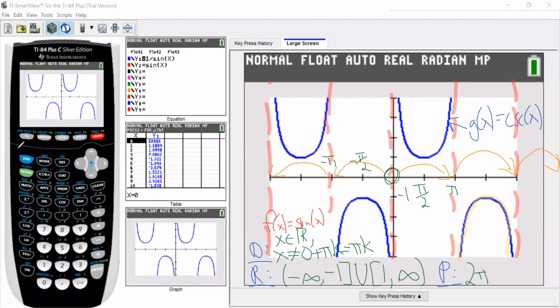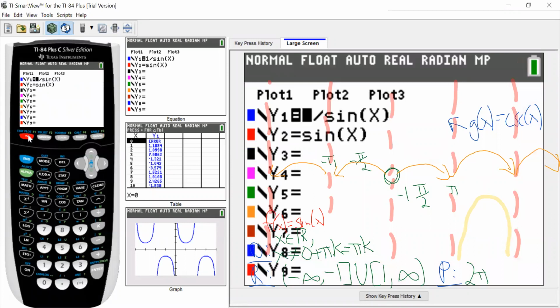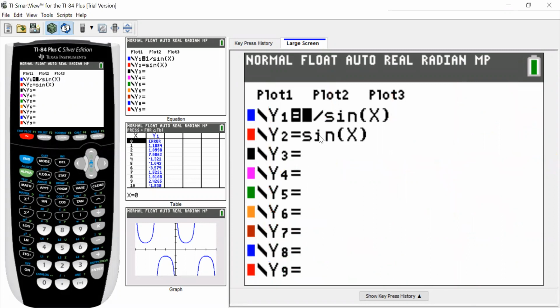Okay, so let's do this same process now for secant and cosine. So what I'm going to do here is, first of all, clear out all this mess around here. Okay, and for secant, we need to do 1 over cosine, because we don't have a button for that. And we'll also graph cosine here.